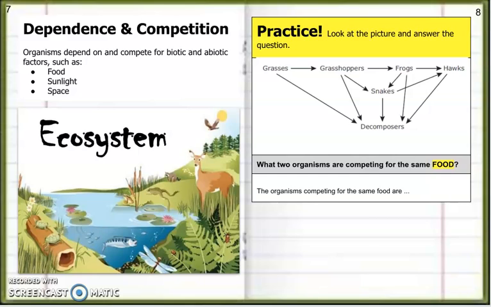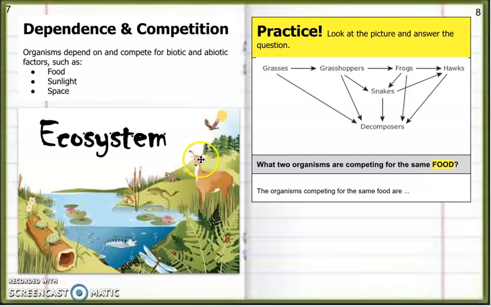Food can be plants or other animals. So here we have an example of an ecosystem. Again, they're all depending on water. The pond could be like shelter for it to survive. So, like a space. This fish could be competing with this fish. This frog could be competing with them as well.